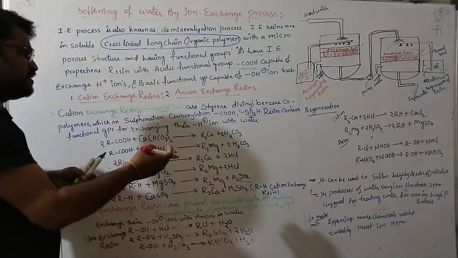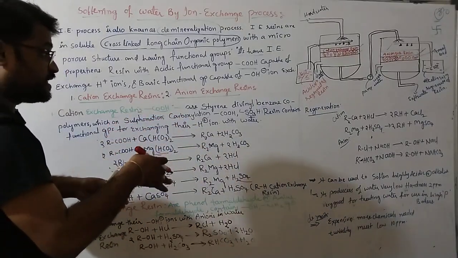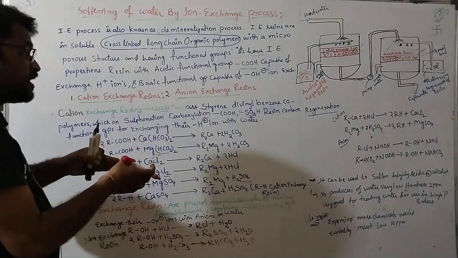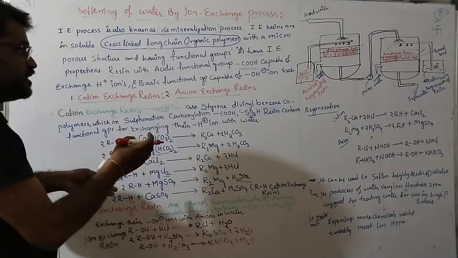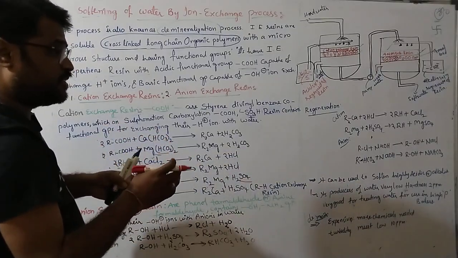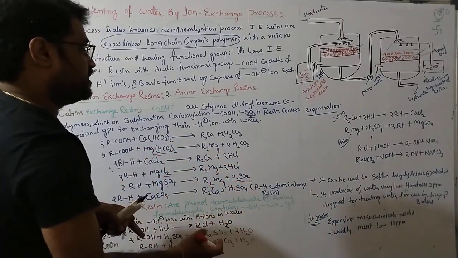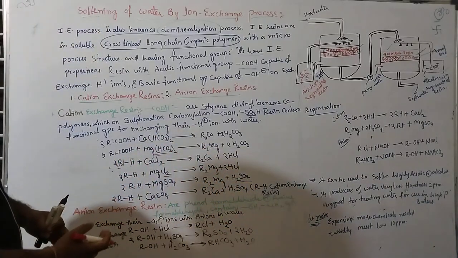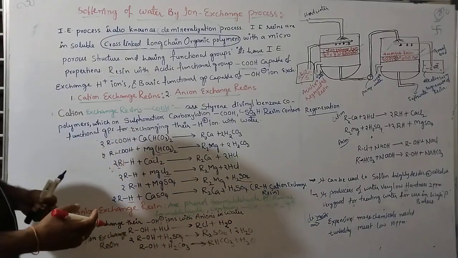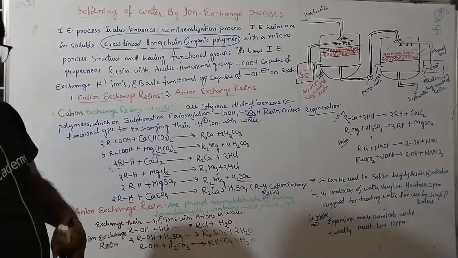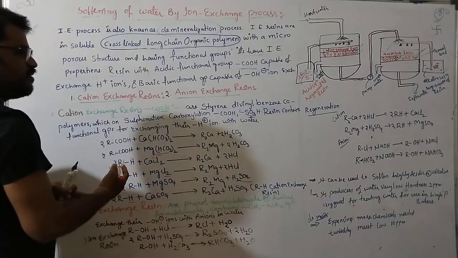Or the styrene divinyl benzene copolymer on carboxylation gives the styrene divinyl benzene copolymer carboxylic acid. Carboxylic acid contains acidic functional groups. Acidic functional groups release H plus ions, so it acts as a resin acid. It is one kind of polymer.